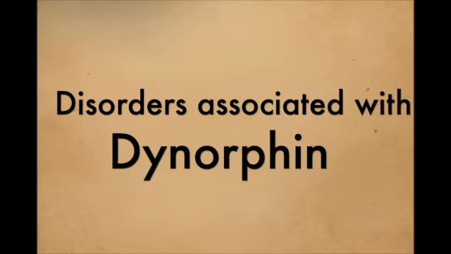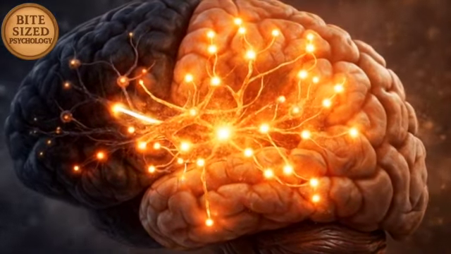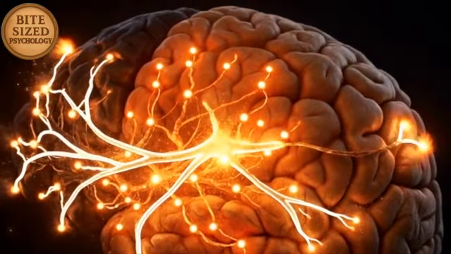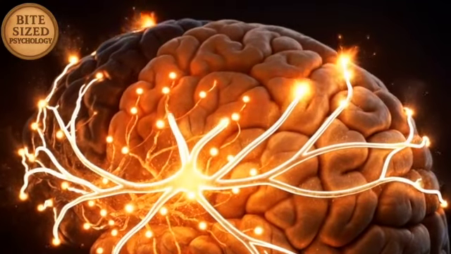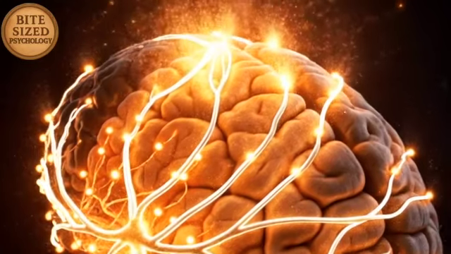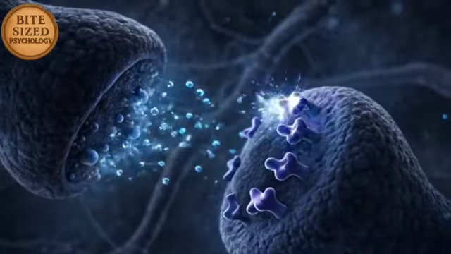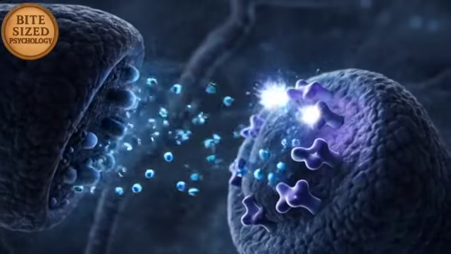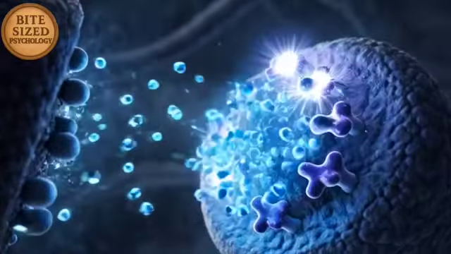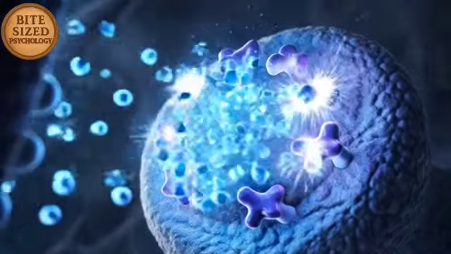Dynorphin and disorder, stress, pain, and negative emotion. Dynorphin is part of the brain's endogenous opioid system, but unlike endorphins and enkephalins, which are often linked to pleasure and pain relief, dynorphin is more closely associated with stress, discomfort, and negative emotional states. This makes dynorphin a particularly interesting transmitter.